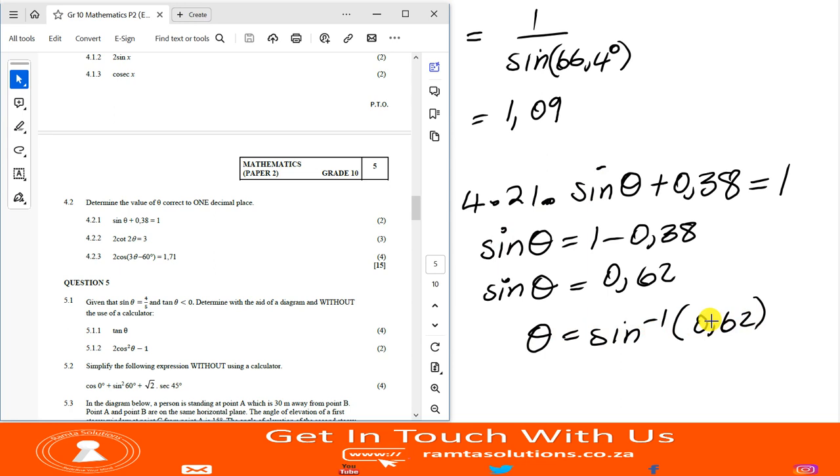Now let's get our answer. Inverse of sine 0.62. Remember what I said, if you're using Casio, it'll be shift sine. If you're using Sharp, it'll be second function sine. Okay, now what is theta? Theta is 38.3.